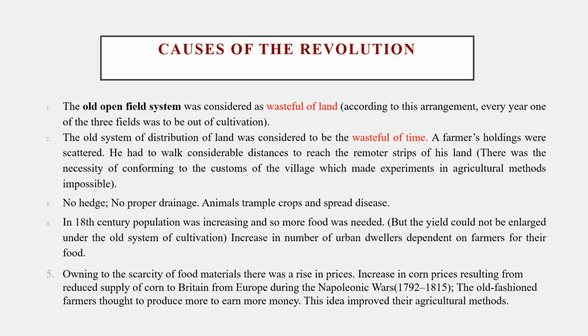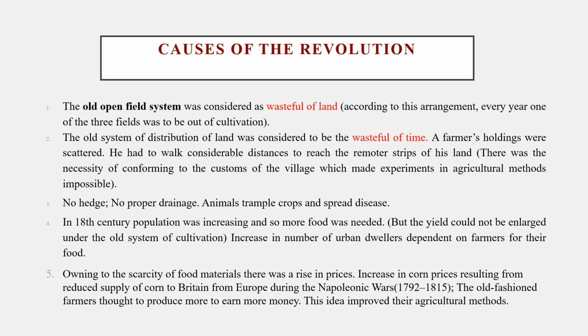In the 18th century, population was increasing, so more food was needed to balance the food supply. But the yield could not be enlarged under the old system of cultivation. And moreover, the number of urban dwellers was increasing, so they depended on the farmers for their food. The farmers were in a condition to produce more and more goods.